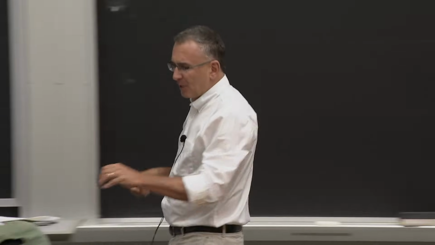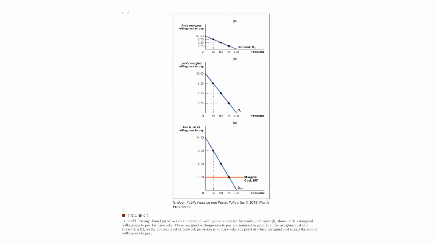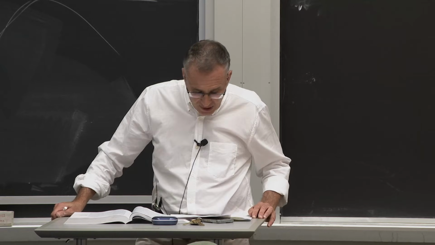To see that, let's go to figure 9.1, which is a replication of an example from an earlier chapter, chapter 7, which was demand for fireworks. And we talked about marginal willingness to pay for fireworks. Back then it was Ben and Jerry. Now it's Ava and Jack.